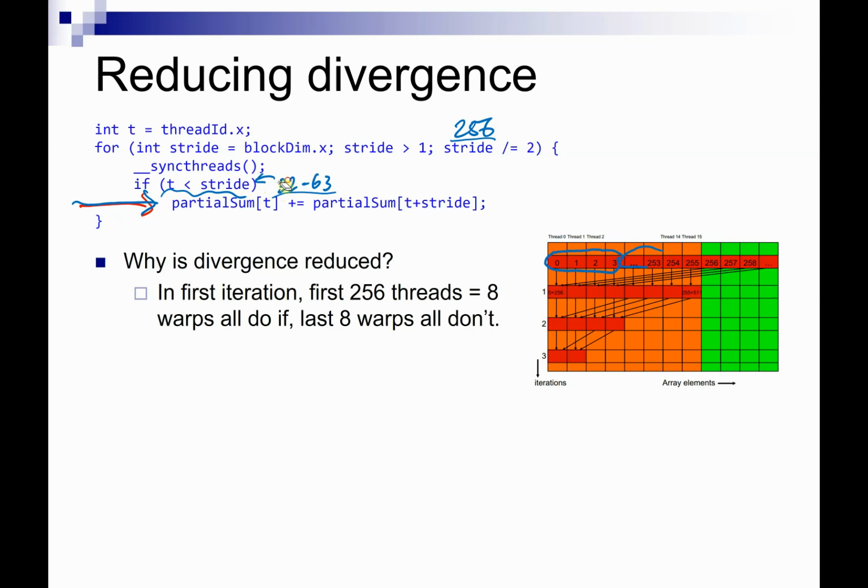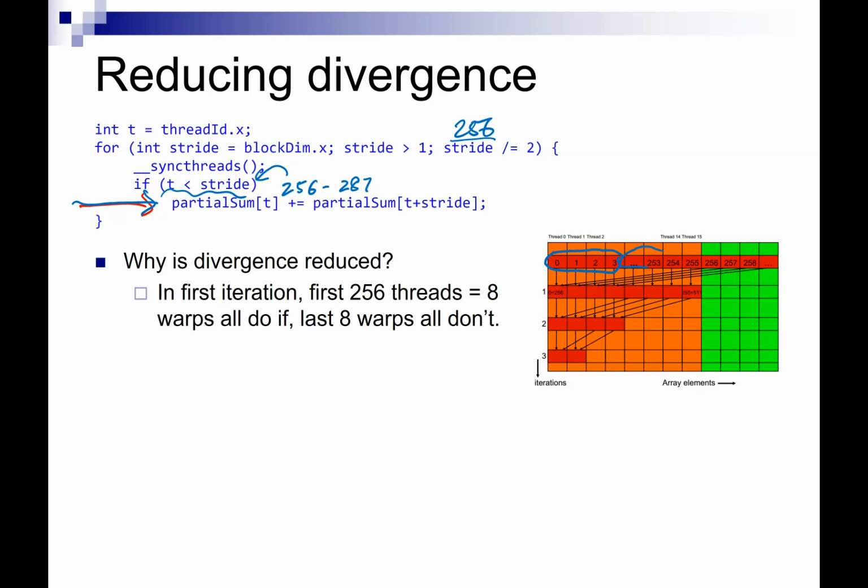Okay, for the next warp, what do we have here? 64 plus 32 is going to be 95, right? All those threads also satisfy this condition. Now eventually you get to, let's say, the 9th warp. That is going to be threads 256 up to 287. All of those threads are larger than stride, so all of them do not satisfy the condition.